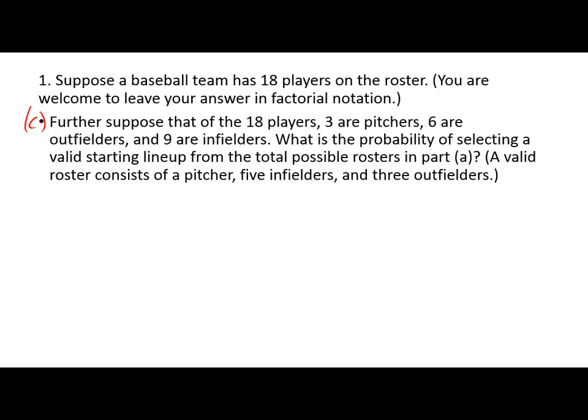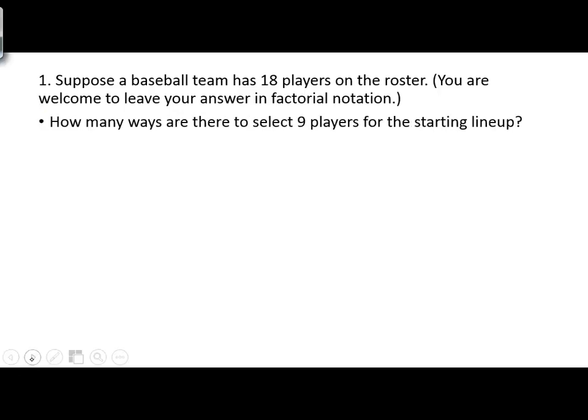So maybe before we do 1C, let's jump back to part A. I'm looking at a baseball team and I'm trying to figure out how many different rosters I can have there. So how many ways can I select 9 players for the starting lineup? I'm figuring out a number of ways that I can get something. And so the question you always have to ask yourself is, do I care about the order of these things, or do I not care about the order?